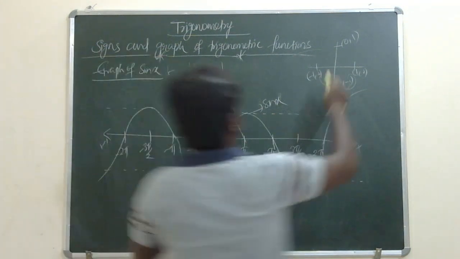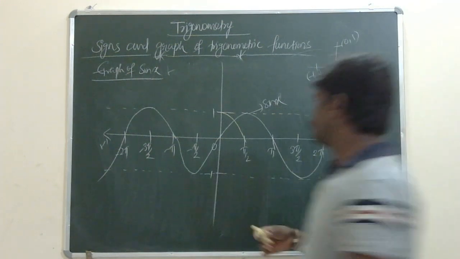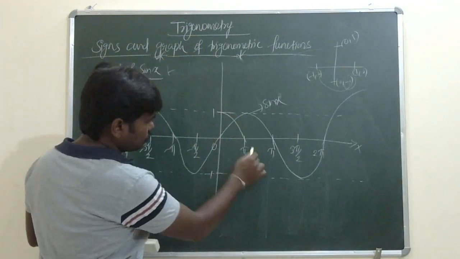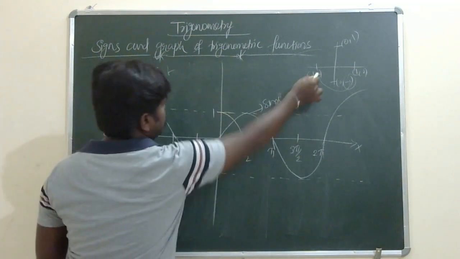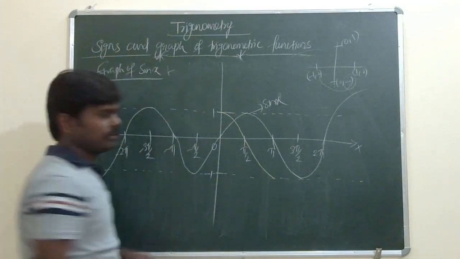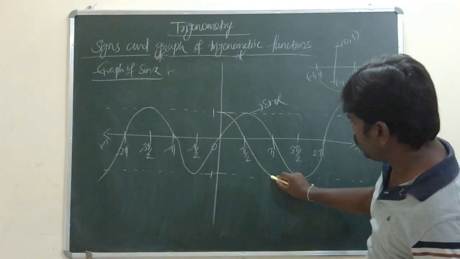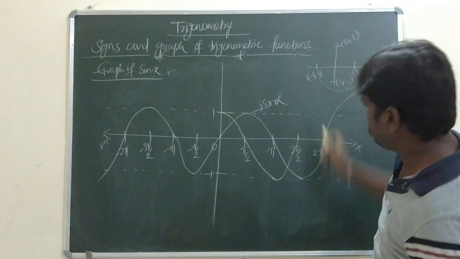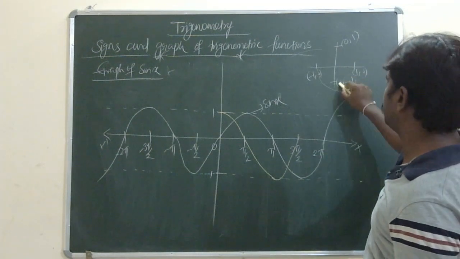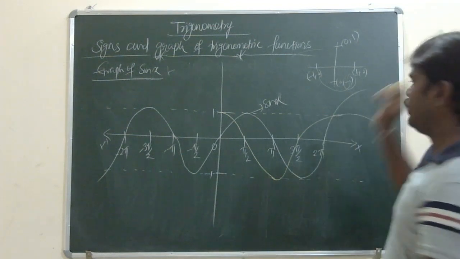Next, what will happen here? From here to here, 0 to minus 1, it is decreasing. So it will decrease still, and it will attain minus 1. So here at pi, this is 90. Next, again it will increase. So now it is increasing, and still it is increasing from 0 to 1, like this.